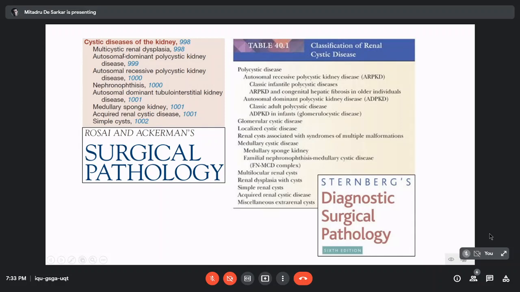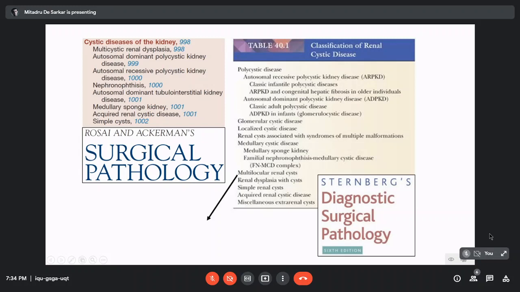and the entities which are included are quite a few. So you have got renal dysplasia, ADPKD, ARPKD, nephronophthisis, autosomal dominant tubulointerstitial kidney disease, which was previously called medullary cystic disease of the kidney, medullary sponge kidney, acquired cystic diseases, and simple cysts. This sounds pretty simplistic. So I actually prefer the approach which is given in Sternberg. I am a bit biased towards Sternberg because in a few categories it talks a bit more than what is given in Ackerman. If you see the approach given over there, most of the entities tally.